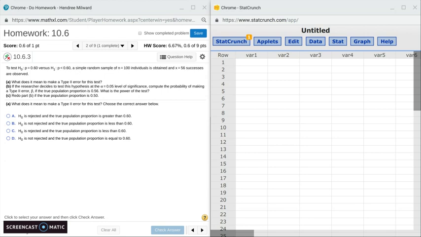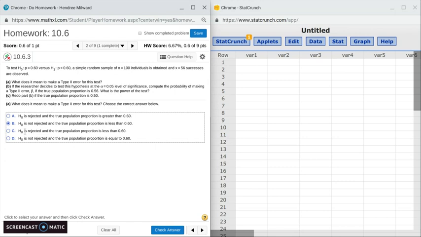Okay, a type 1 error, which alpha measures, is the one where we incorrectly reject the null hypothesis. And a type 2 error is just the probability that we incorrectly do not reject the null hypothesis. So a type 2 error in this situation is the null hypothesis is not rejected and the true population proportion is less than 0.6. Okay, so it's this one.